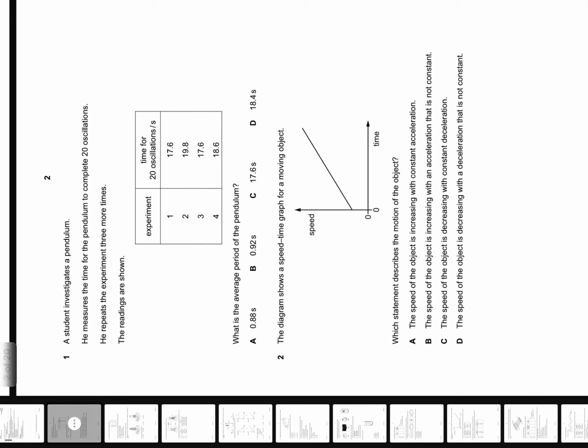Today we're going to be taking a look at paper 1 from February-March 2022. Let's get going. So for question number 1, it says a student investigates a pendulum.